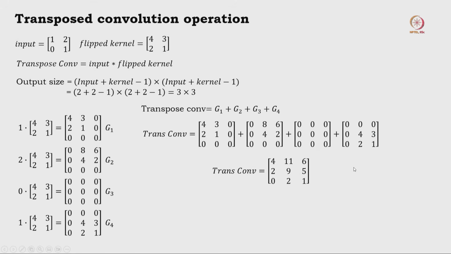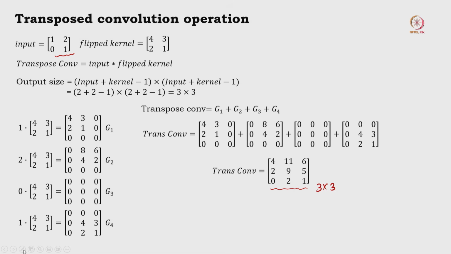So earlier the input is 2 cross 2, now the 2 cross 2 is converted to 3 cross 3. This is upsampling. I mean, you have definitely increased the size. And what is this operation? It is a transposed convolution operation.